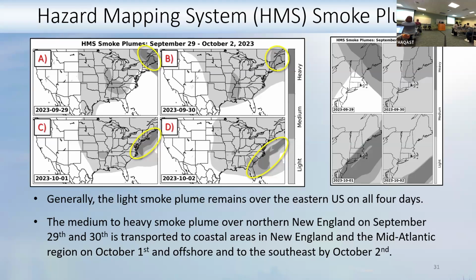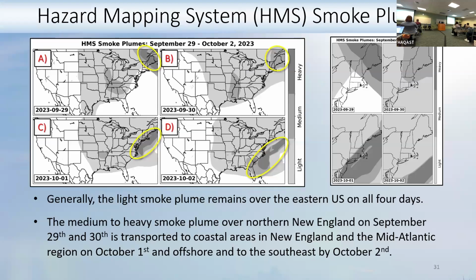So basically, we're seeing this light smoke plume over the eastern United States where we saw that general area of high pressure, and that lower boundary of that smoke plume is that stationary front that was moving southward over Florida each day. We also see on September 29th and 30th, when that low pressure system is moving northward, the medium to heavy smoke plume over New England, particularly Maine. And then as that low pressure system is moving offshore, we see that smoke plume being transported to coastal areas. In image C, on October 1st, we see that for the Mid-Atlantic and New England areas, and then further south on October 2nd.